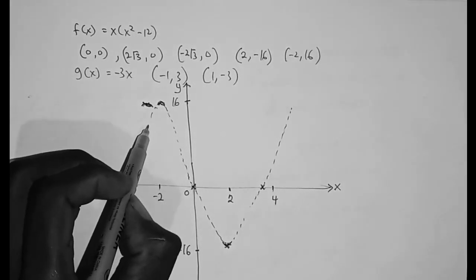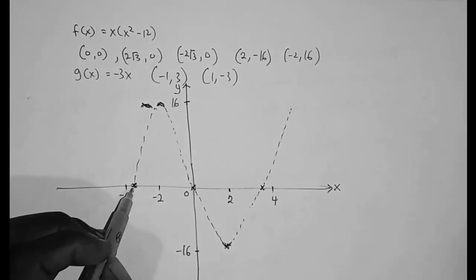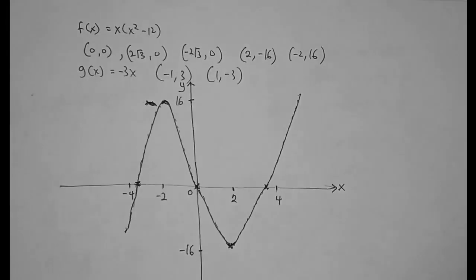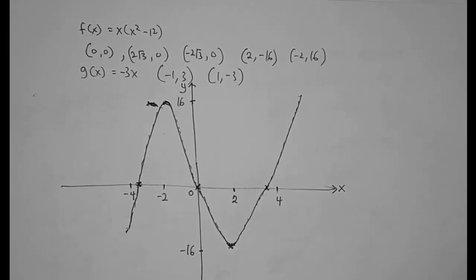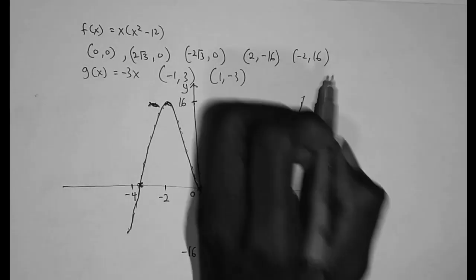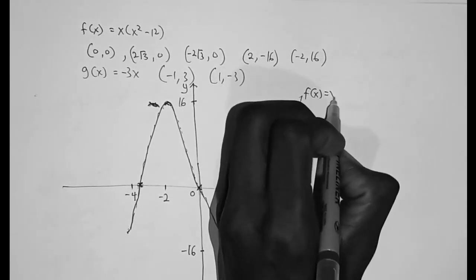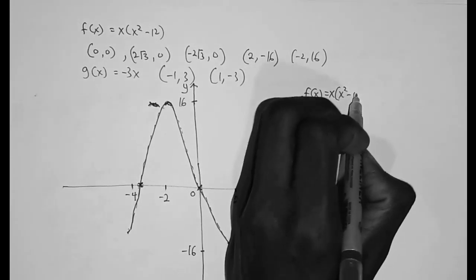And then this one falls down this way. So the graph will look like this. And this is the graph of f of x equals x times x squared minus 12.